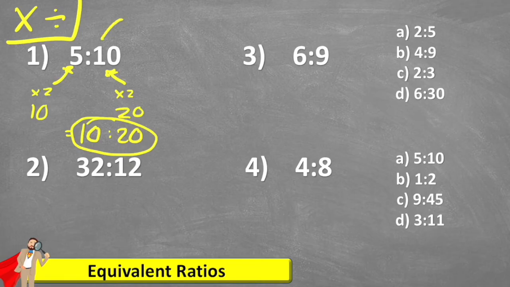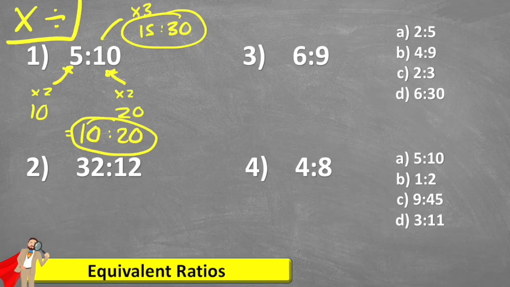Let's do it again, this time times it by 3. And 5 times 3 is 15, 10 times 3 is 30. So 15 to 30 is an equivalent ratio. But don't forget, I can also divide. But I have to make sure I divide both numbers by the same number. So essentially I'm looking for factors.